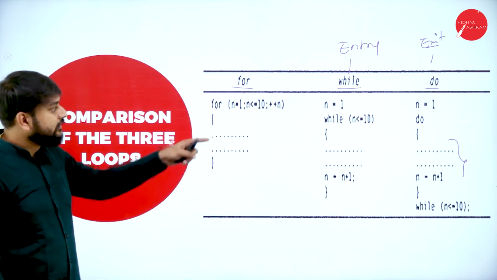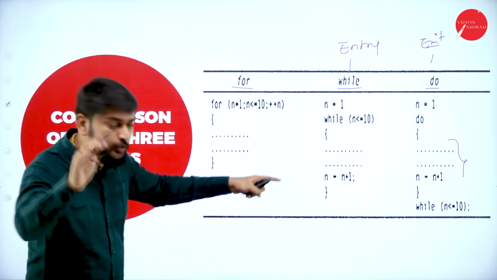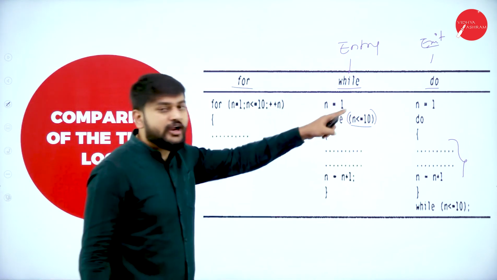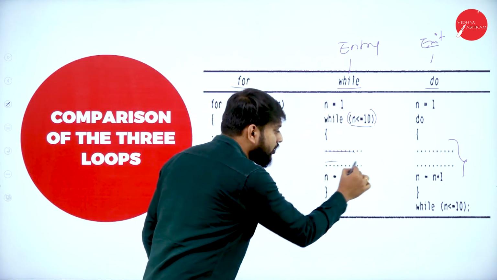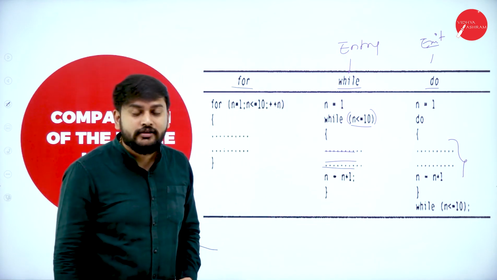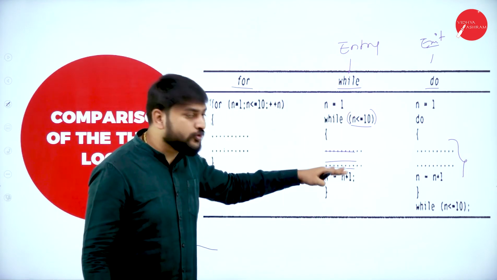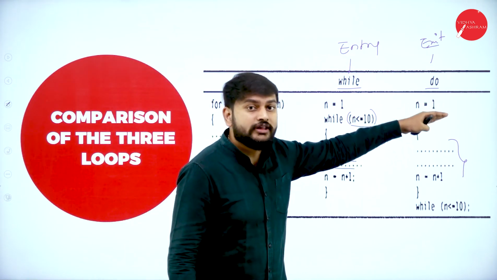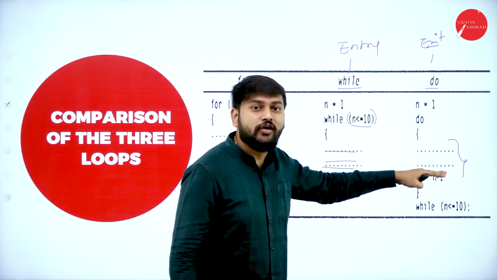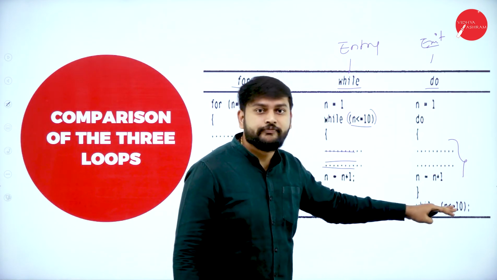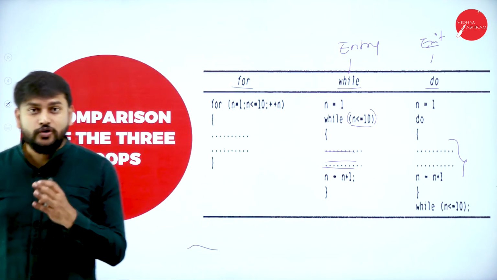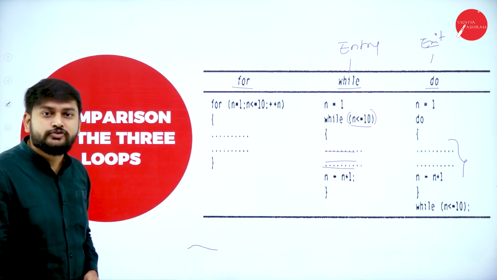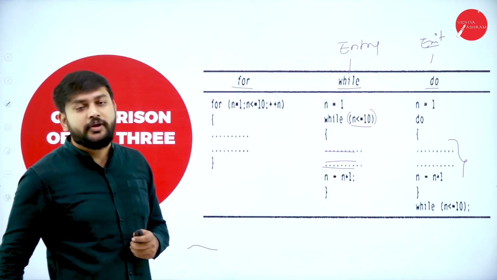Please observe this. I will call this an entry control loop because the condition is tested in the beginning. If the condition is true, only then I will be executing all the statements I have inside. If the condition fails here, I will not be executing this at all. But here it is not like that. I don't have any conditions here. So at least one time I will execute all this, even if the condition fails. That is what you need to remember when it comes to the comparison of while and do while. So please make a note of it. This is going to be very, very important.